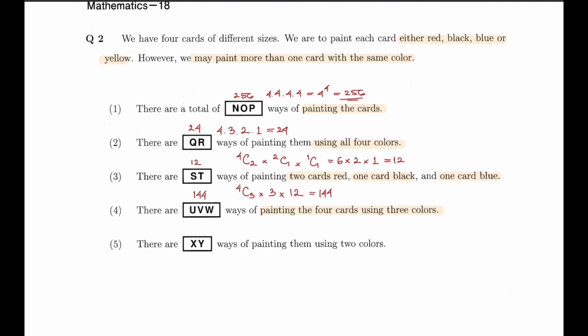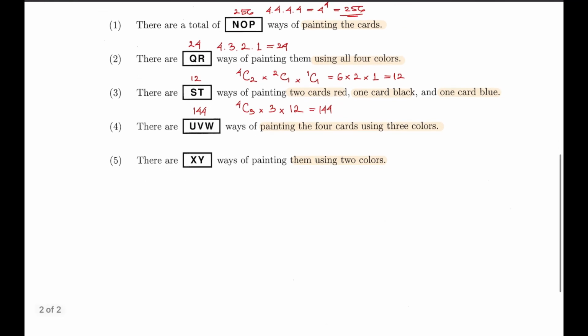Okay, let's move to the final question. There are blah blah blah ways of painting them using 2 colors. On the previous question, we used 3 colors. On this question, we only use 2 colors. Same as the previous one, first we have to choose the colors. I will choose 2 out of 4 colors, 4C2.